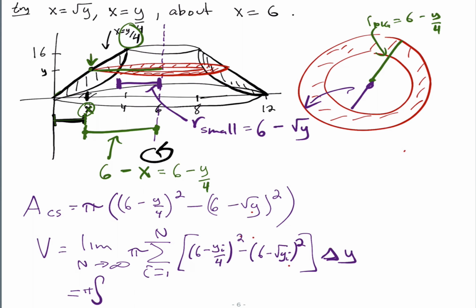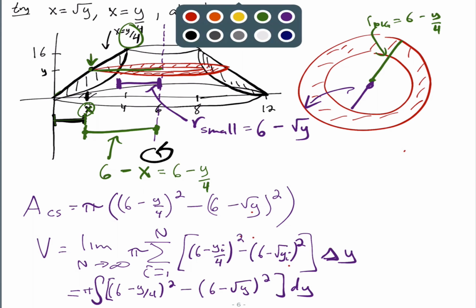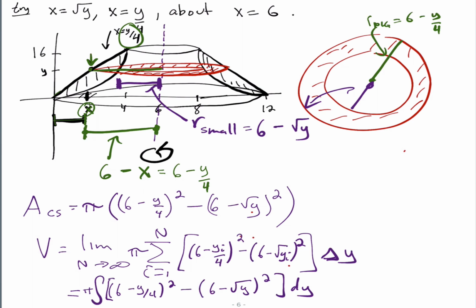Pi times the integral of 6 minus y over 4 quantity squared minus 6 minus square root of y squared dy. And then from where to where? y equals 0 to y equals 16. From the very bottom to the very top, right? The y values.